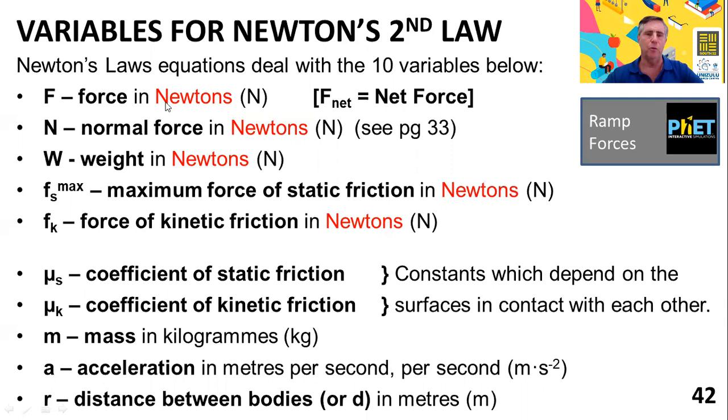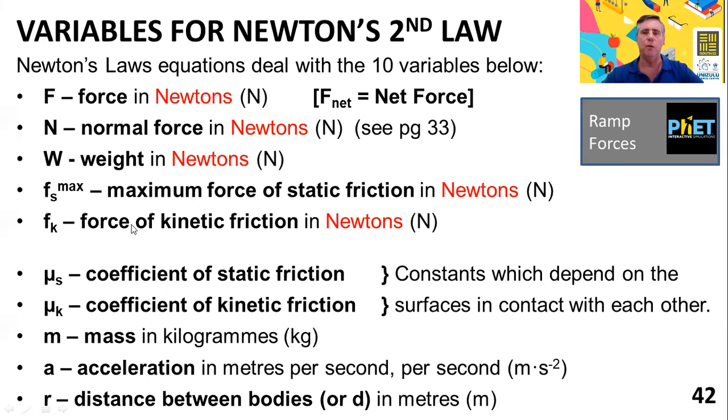F is just force, as we know by now, but we often talk about the net force, so F is a subscript net. N is the normal force, also in newtons, and you can see page 33 for more about the normal force. This came up in video 5 on free body diagrams. W is the weight in newtons. It's the force with which the earth attracts a body that has mass.